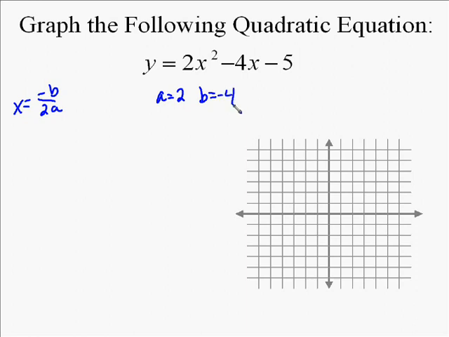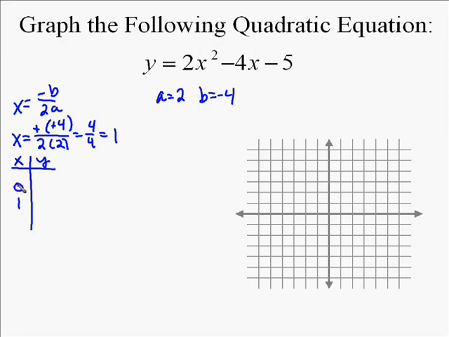To find the x-coordinate of that vertex, we use the formula negative b over 2a. A and b come from: a is always in front of the x squared, b is in front of the x, and so in this problem a equals 2, b equals negative 4. So we plug it into x equals negative b over 2a, so that gives you a negative negative 4 over 2 times 2, which gives you 4 over 4, which equals 1. So the x-coordinate of the vertex equals 1, and that's all from that formula, negative b over 2a.